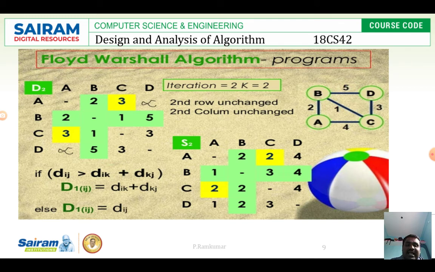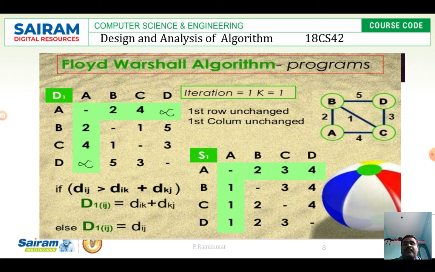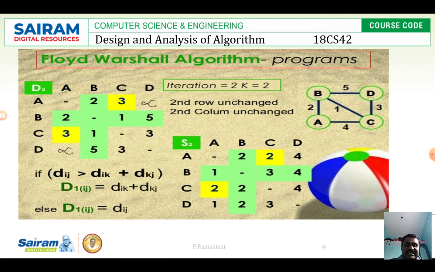When we choose another vertex, the second vertex, in that case I have to choose the second row and second column from the first matrix and paste them into this given matrix. Then here also all the diagonal elements will be 0. Now B is an intermediate, so A comma C will be computed as A comma B plus B comma C. From this matrix I have to compute A comma B plus B comma C. If that value is less than the existing one, then the minimum value will be written over here.